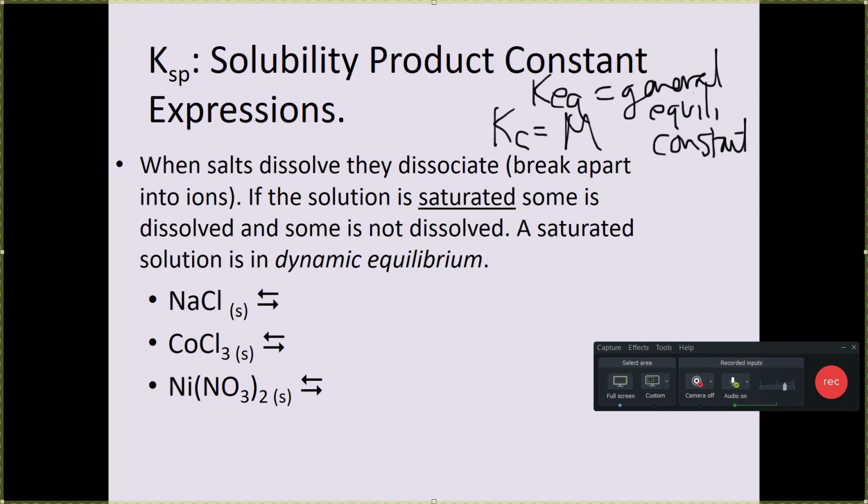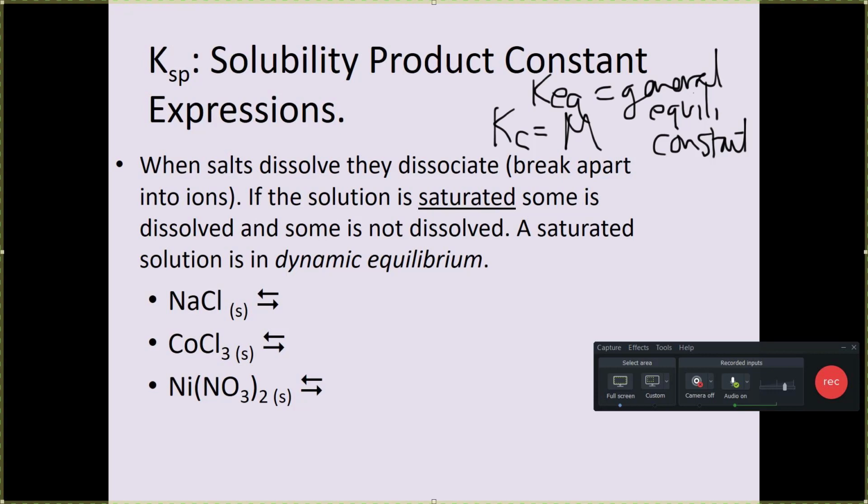But first of all, let's talk about dissociation. When you put an ionic solid into water, it will dissociate into its ions. And if you have enough solid in there, you will achieve a saturated solution where you have a little bit of solid on the bottom. And you will have the rate of dissolving being equal to the rate of it recrystallizing. So this is an equilibrium process between solid and aqueous.